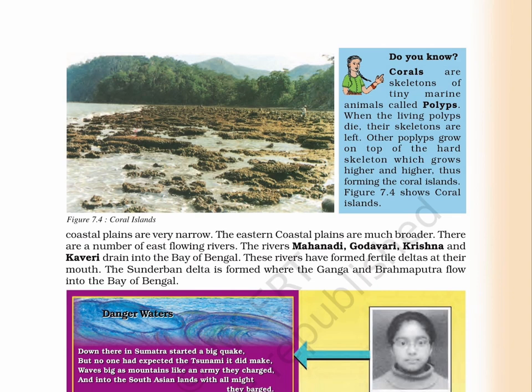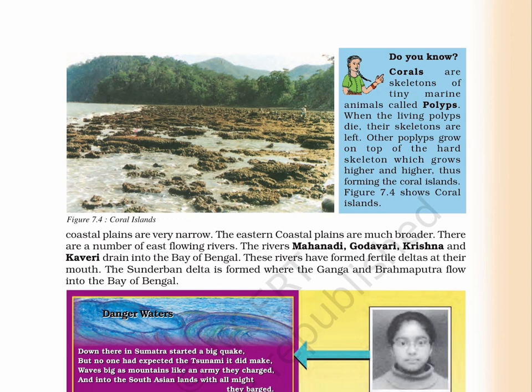Do you know, corals are skeletons of tiny marine animals called polyps. When the living polyps die, their skeletons are left. Other polyps grow on top of the hard skeleton, which grows higher and higher, thus forming the coral islands. Figure 7.4 shows coral islands.